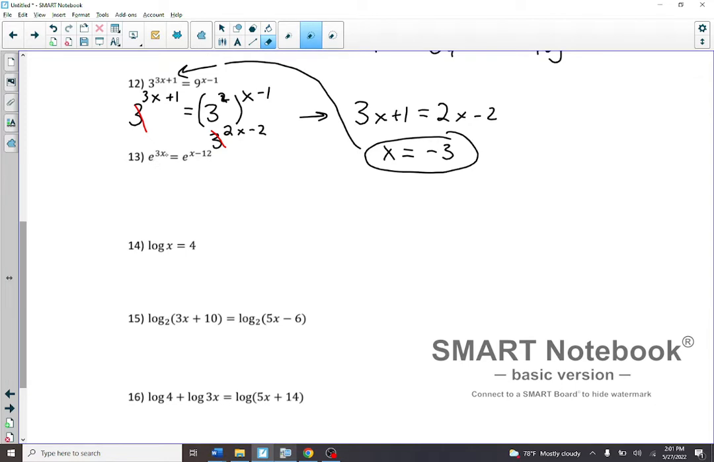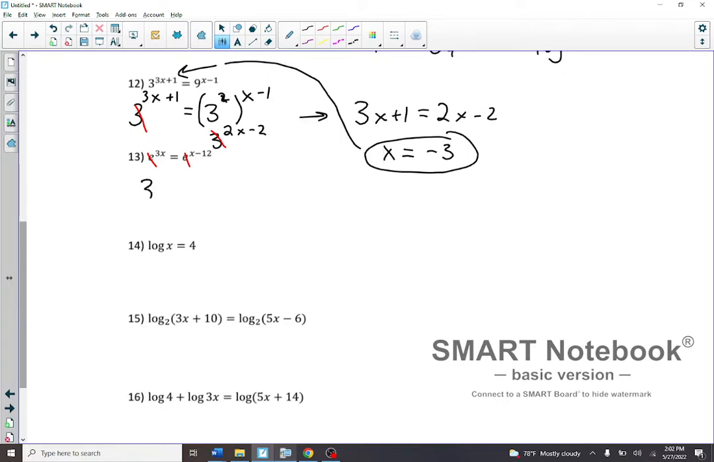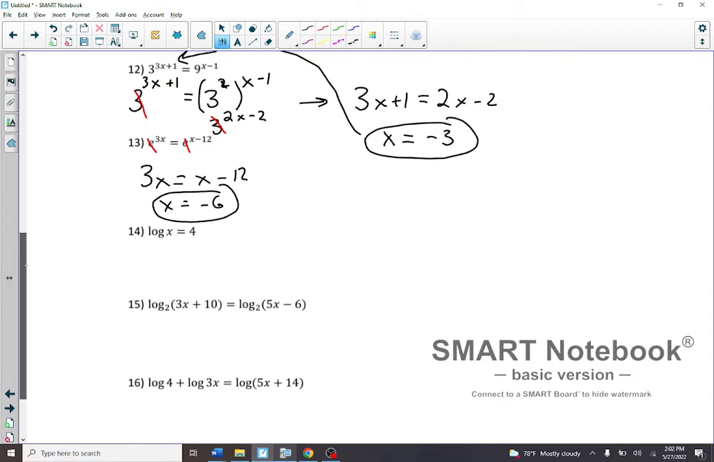Next one, e to the 3x equals e to the x minus 12. Because they match on both the top and the bottom, or they match both bases, you could just cross those bases out. So it's going to be 3x equals x minus 12. A little bit of algebra, x equals negative 6. Negative 4. Oops, negative. Oh wait, no, negative 6. I was right, because 2x and then divided by 2. So negative 6. Again, plug that in if you want to check it out.